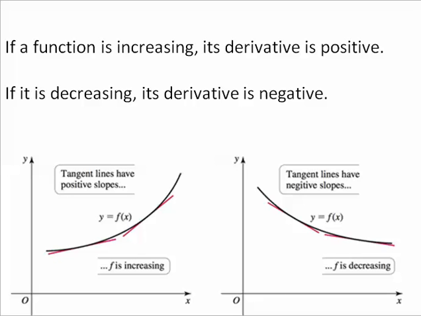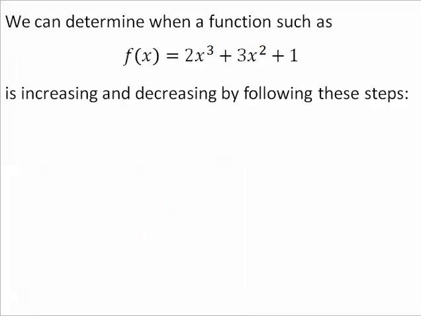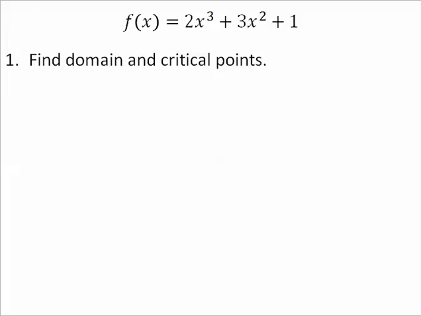And so we use derivatives to find where a function is increasing and decreasing. And what we do is we follow these steps. The first thing we do when we have a function and we want to know where it's increasing and decreasing is we think about what its domain is, and we look for its critical points.